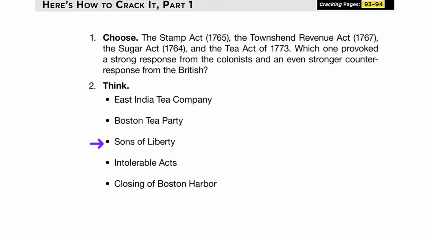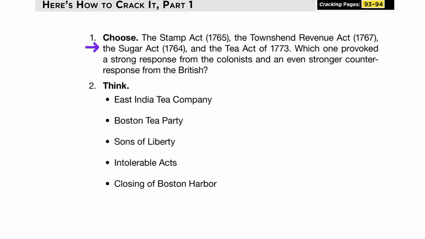And then, okay, if we have to think of effects, then there were the Intolerable Acts that came after the Boston Tea Party and the closing of Boston Harbor. Now, there might have been other things here. Obviously, I'm focusing on the Boston Tea Party, but you might have thought of the Stamp Act, the Townshend Revenue Act, the Sugar Act. But honestly, in my mind, those things aren't as obvious when it comes to a rebellion, right? The Boston Tea Party seems like the most obvious rebellion to me, so that's the one that I would write about.